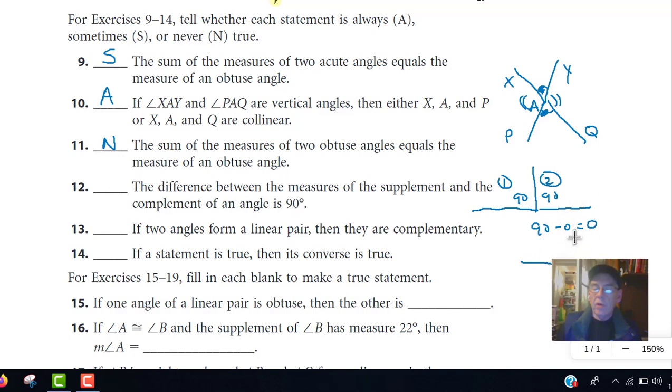Let's do a diagram more like this. So we're going to talk about this angle here. So the difference between the, and let's put a number in. Let's call this a 40, which makes this a 140. So you have a 40 and a 140. So the supplement of this angle is 140, and the complement of the angle is going to be 50, and the difference of those is going to be 90. So this seems to be a true statement.